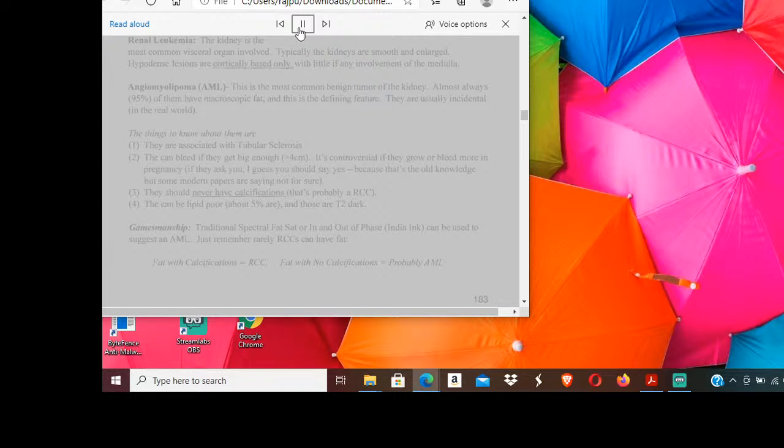Renal leukemia. The kidney is the most common visceral organ involved. Typically the kidneys are smooth and enlarged. Hypodense lesions are cortically based only, with little if any involvement of the medulla.